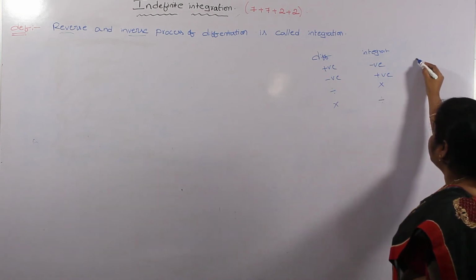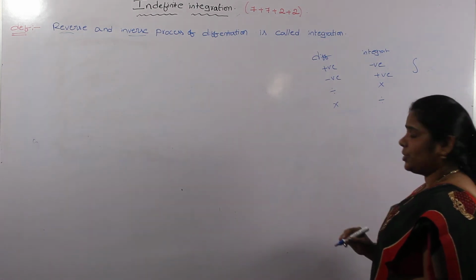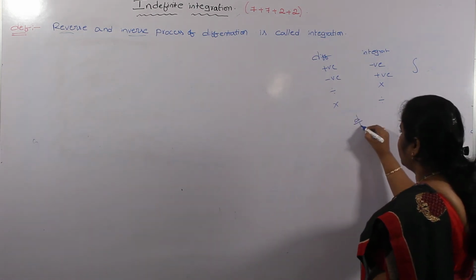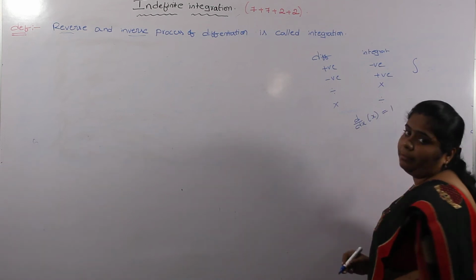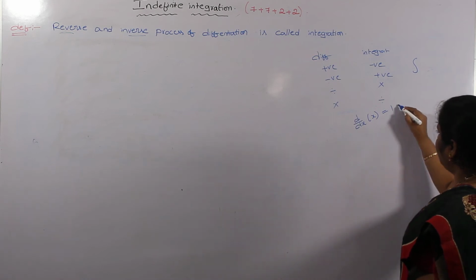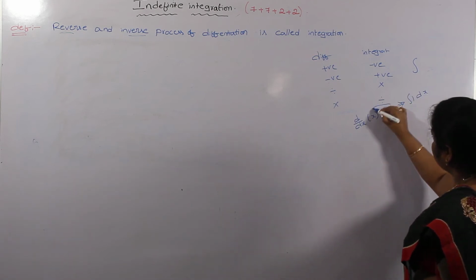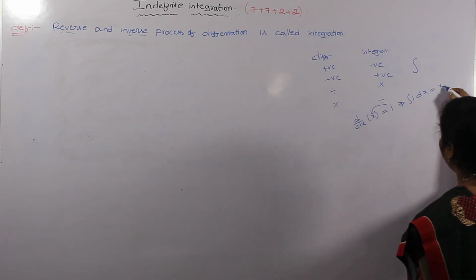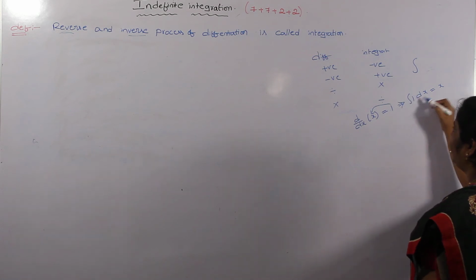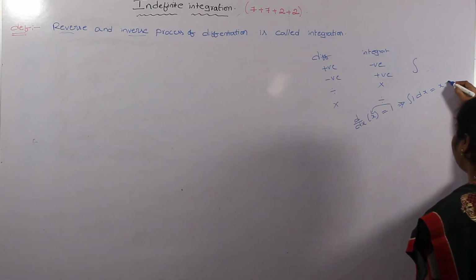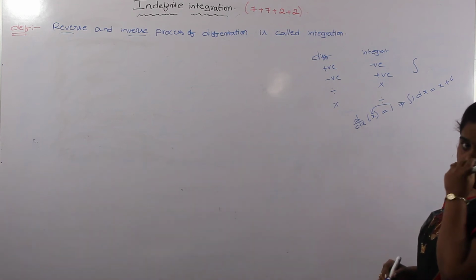This is the symbol for the integration. Already we have the differentiation formulas. dy/dx of x is equal to 1. Apply the integration to this one, that is the integral of 1 dx. Reverse process, we get x only. So the formula of integral of 1 dx is x plus c. We are adding c. Why we are adding c, we discuss later.